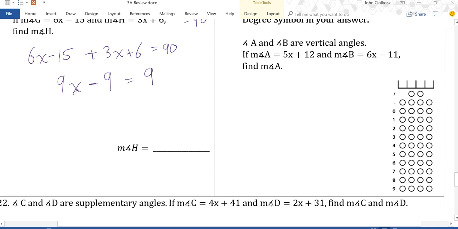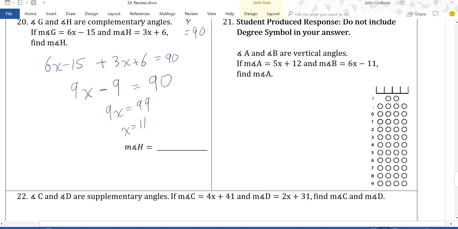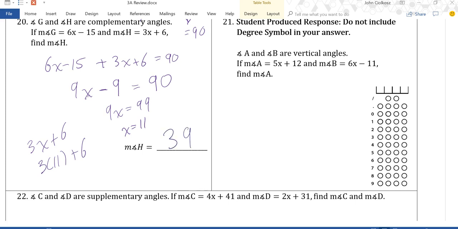Careful with your handwriting. So if I add 9 to both sides, that gives me 9x is equal to 99. Dividing gives me x is equal to 11. So making sure we're looking at what we're answering here, I want angle H. Angle H is 3x plus 6. If I plug in that 11, that gives me 33 plus 6, which is 39 degrees.